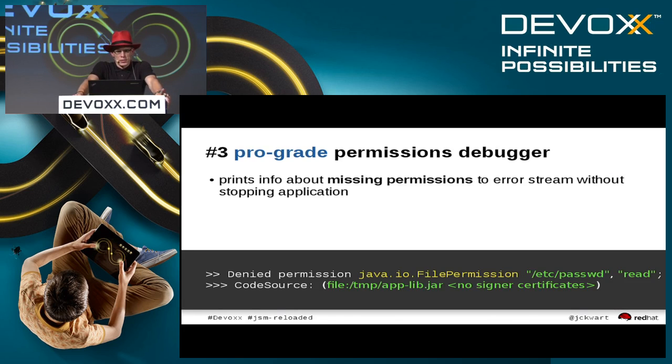And the third component, the permissions debugger, is a simpler but, for us, better version of the -Djava.security.debug argument, and it doesn't throw an access control exception. So you will see missing permissions in your log files, on your console, but you can still work with your application and debug what is happening.